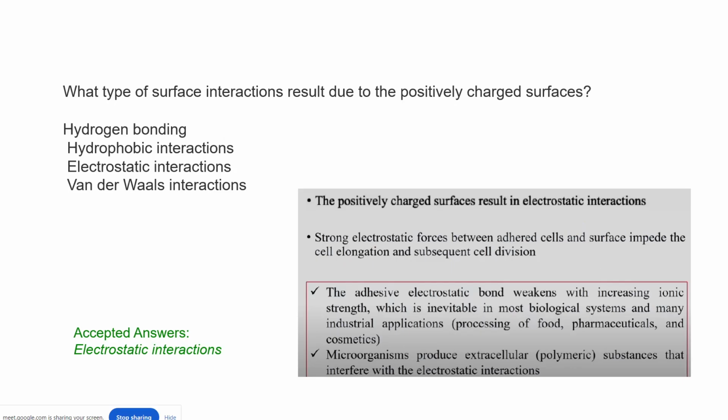This was the third question. What type of surface interactions result due to positively charged surfaces? And the answer would be the third option, electrostatic interactions. So the positively charged surfaces result in electrostatic interactions, and the strong electrostatic forces between cells and surface impede the cell elongation and subsequent cell division. So you can say the positively charged surfaces impede the negatively charged surface of the cells and impede their cell elongation and subsequent cell division.